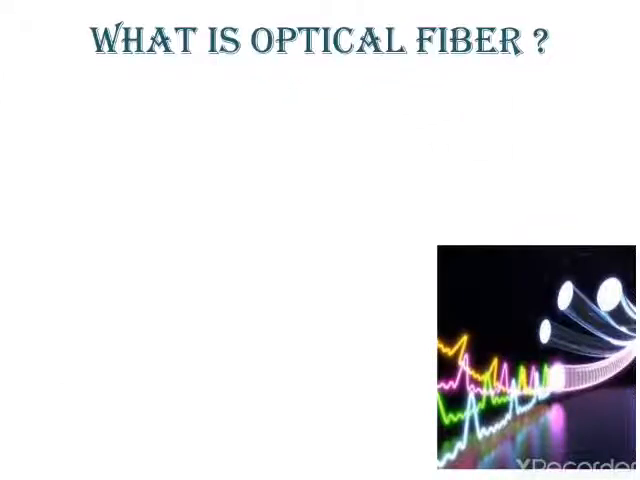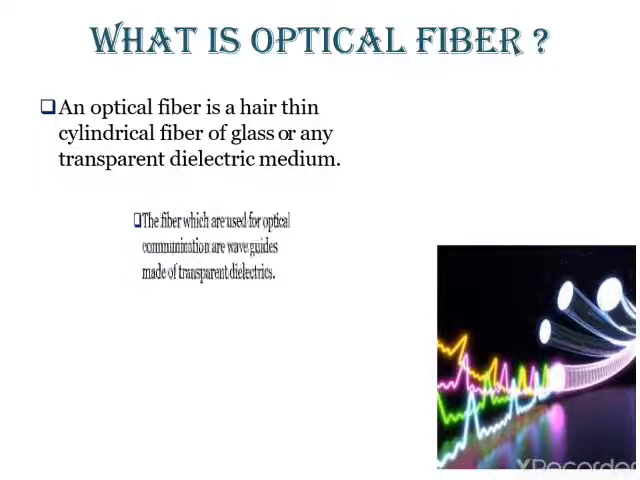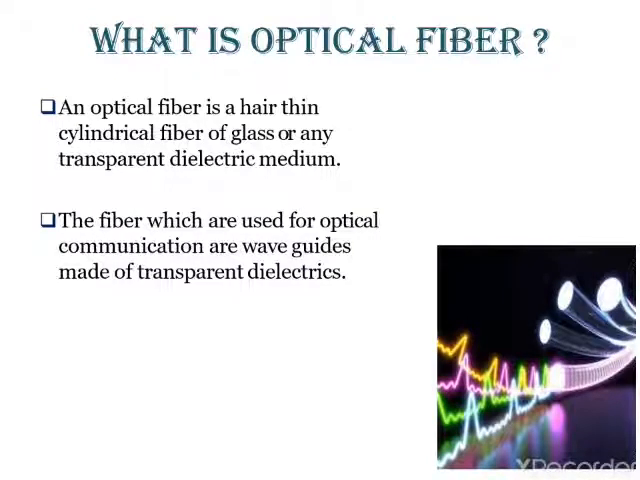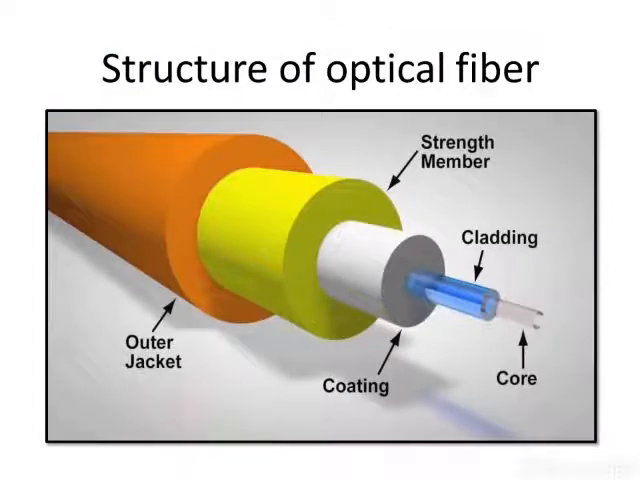What is optical fiber? An optical fiber is a hair-thin cylindrical fiber of glass or any transparent dielectric medium. The fibers which are used for optical communication are waveguides made of transparent dielectrics. Its function is to guide visible and infrared light over long distance. Structure of optical fiber.